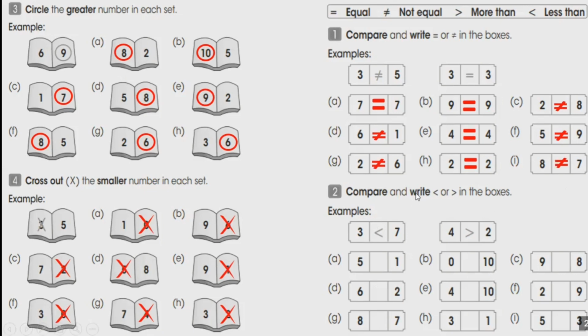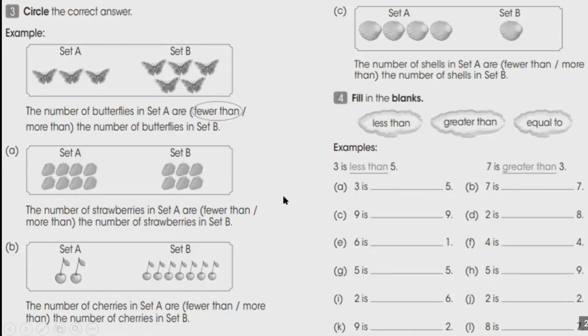Now here, we will compare and write smaller than or greater than inside the boxes. Same as in number 1. Okay, number 5. What do you think is the answer? 5 is greater than. Letter B, it's smaller than. Letter C, greater than. Letter D, greater than. Letter E, fewer than. Letter F, fewer than. Letter G, greater than. Letter H, greater than. Letter I, greater than. Okay, very easy, right?